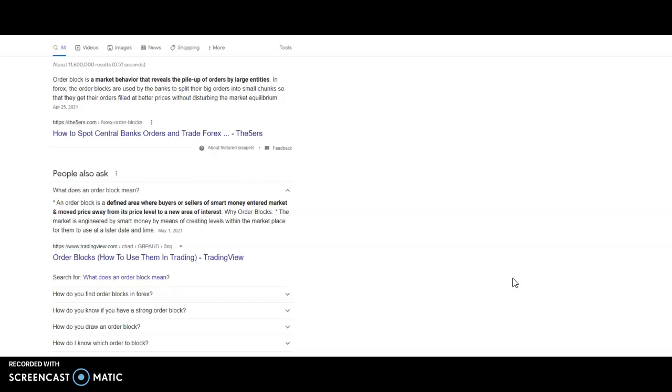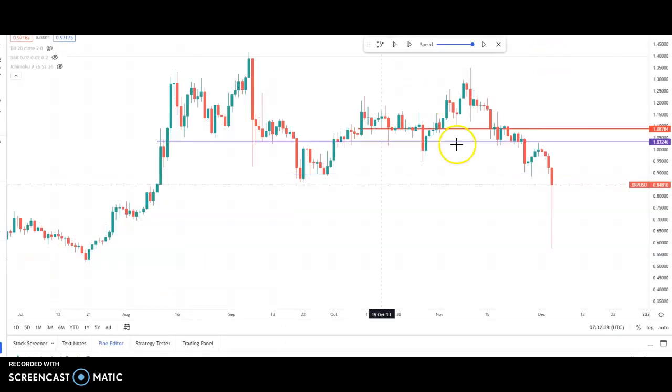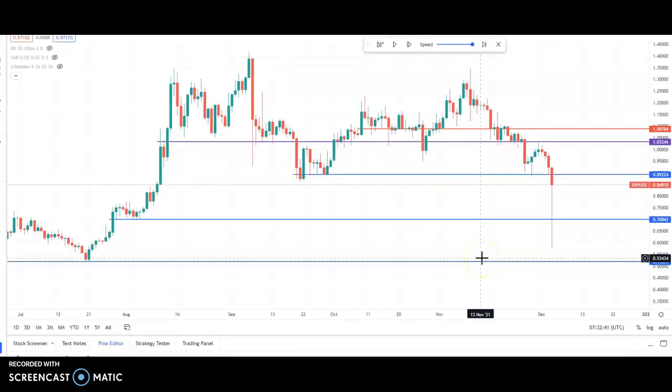Okay? An order block is a defined area where buyers or sellers of smart money enter the market and move price away from its price level to a new area of interest. The market is engineered by smart money by means of creating levels within the marketplace for them to use at a later date and time. This is happening on a daily basis, weekly basis, monthly basis. This is how big smart money are communicating with one another in the market as to where to look for possible orders and entries and stuff like that. Now let's trade with them and take advantage of the move that they're making.